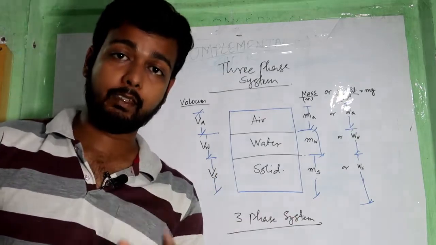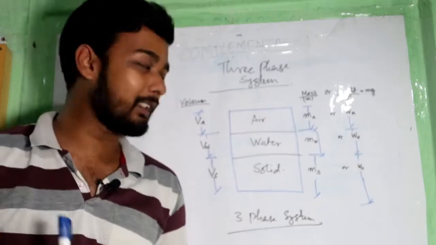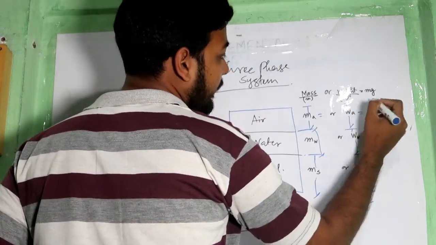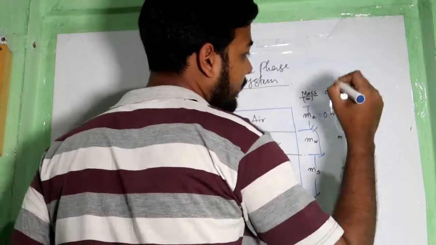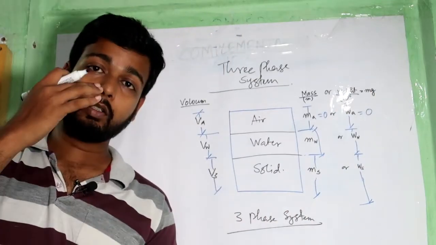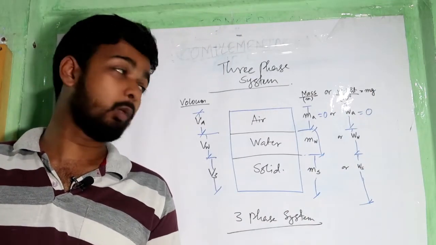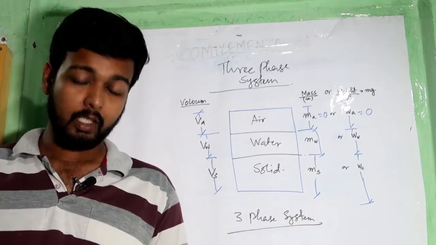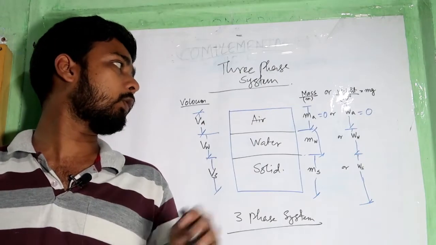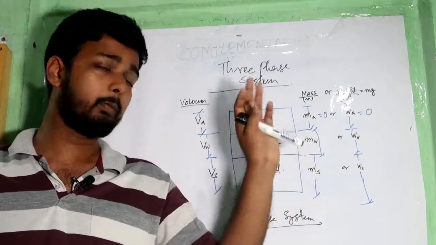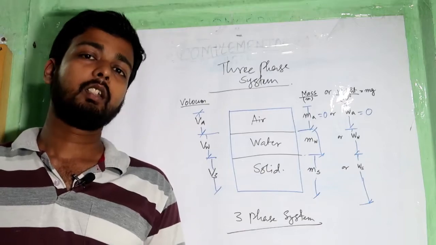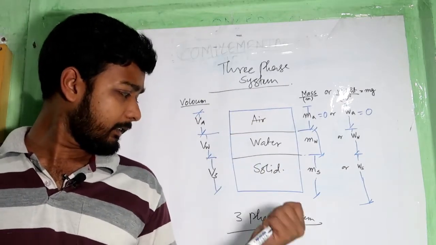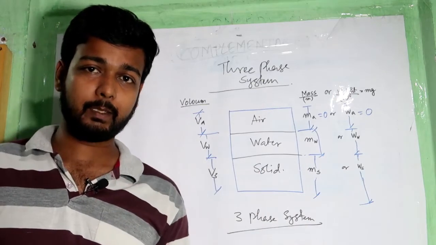But there is some assumption. What is the assumption? Very simple assumption. Mass of air or weight of air is treated as 0. So you tell me in the comment section why mass of air or weight of air is 0. I will definitely make a video about why mass of air is 0 and why weight of air is 0, but you tell me why mass of air is 0. So this is about three-phase system.